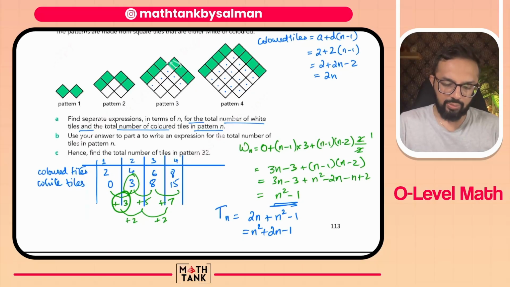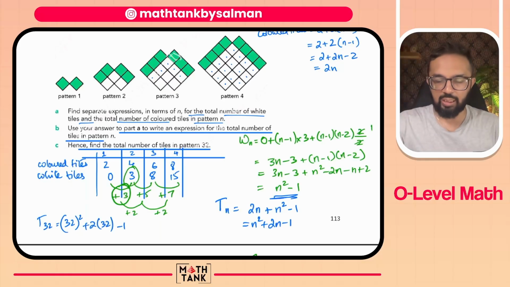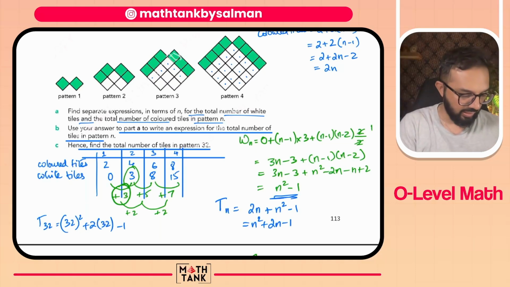Okay, then it says use your part answer to part A to write an expression for the total number of tiles in pattern N. That's what I've done, although that was asked before as well. Hence, find the total number of tiles in pattern 32. So pattern 32 is just simply total number of tiles. Total number of pattern 32 would be 32 square, which is 1024 minus 1. Let me put that on my calculator, and I think that should be my final answer. So 32 squared plus 2 times 32 minus 1.